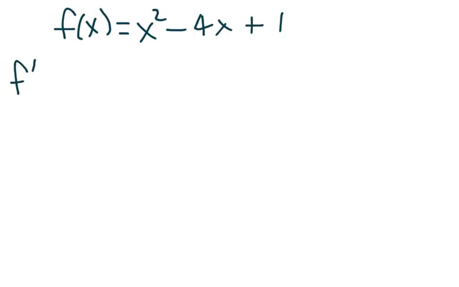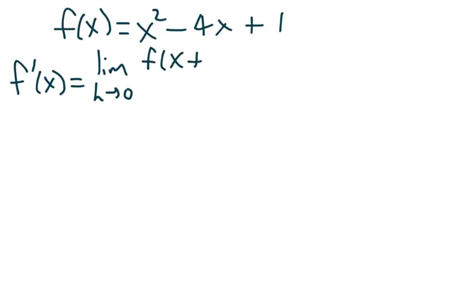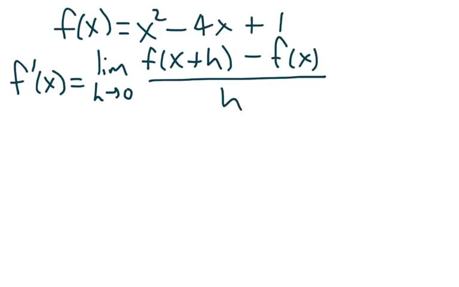The definition tells us that f prime of x is the limit as h approaches 0 of f of x plus h in parentheses minus f of x all over h. This numerator is going to be pretty full, so I may need to use two lines.